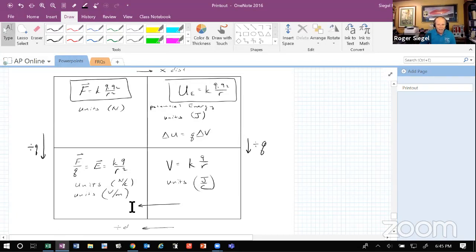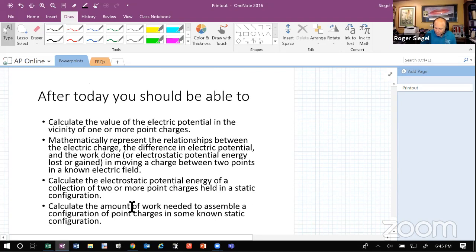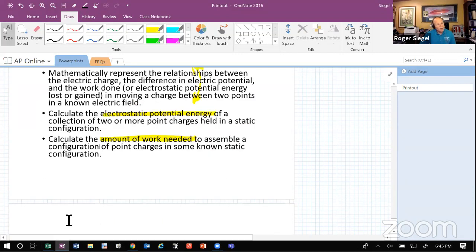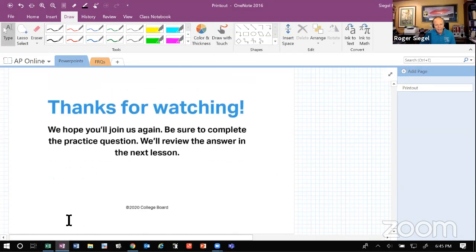Okay, so that's what I wanted to show you today. We decided that we wanted to give you a chance to find the electrical potential, and also talk about the electrostatic potential energy. And these two are not the same thing. We calculated the amount of work done to arrange a system of charges, and that is the potential energy of those charges. Okay, so that's where we are.